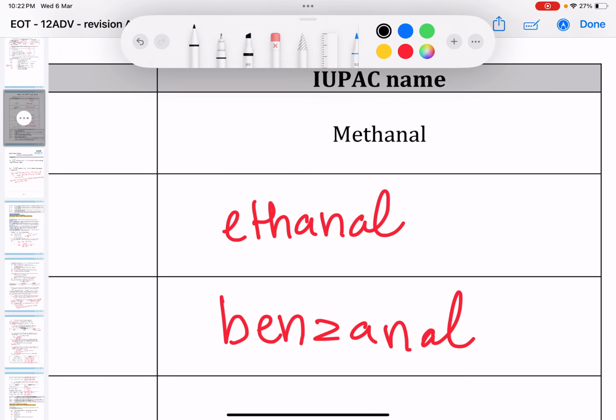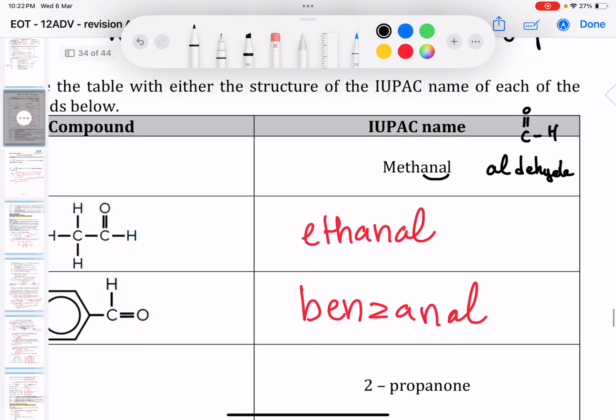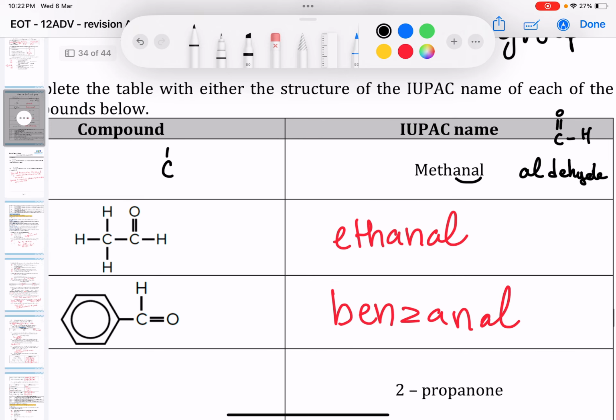So here, anal. Anal means I have an aldehyde. And as mentioned in class, an aldehyde functional group is COH. So you take this functional group and you put the rest. What does it say here? It says meth. Meth means 1 carbon. So that's it. This is the 1 carbon. I'm done. All I need to do is complete with hydrogens. This carbon is taking 1, 2, 3, 4 bonds.